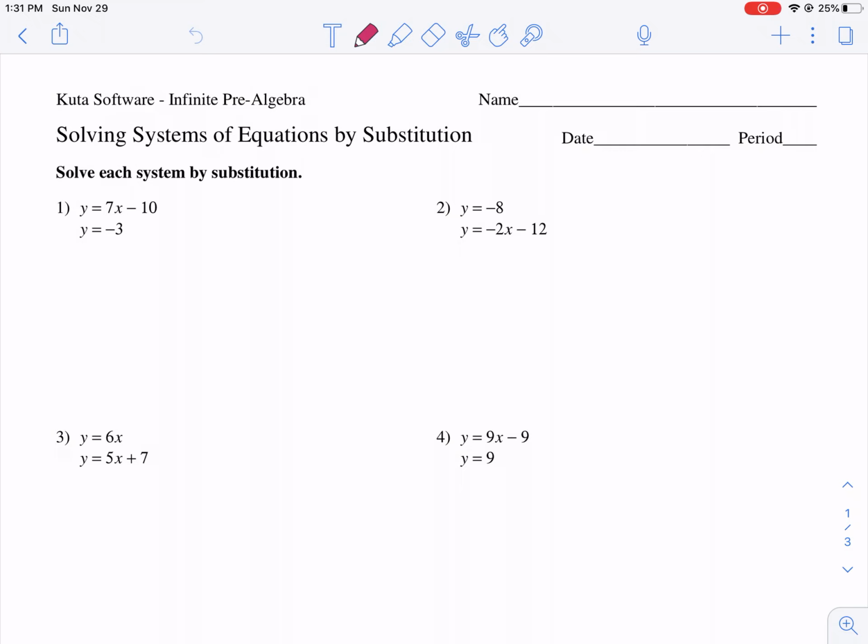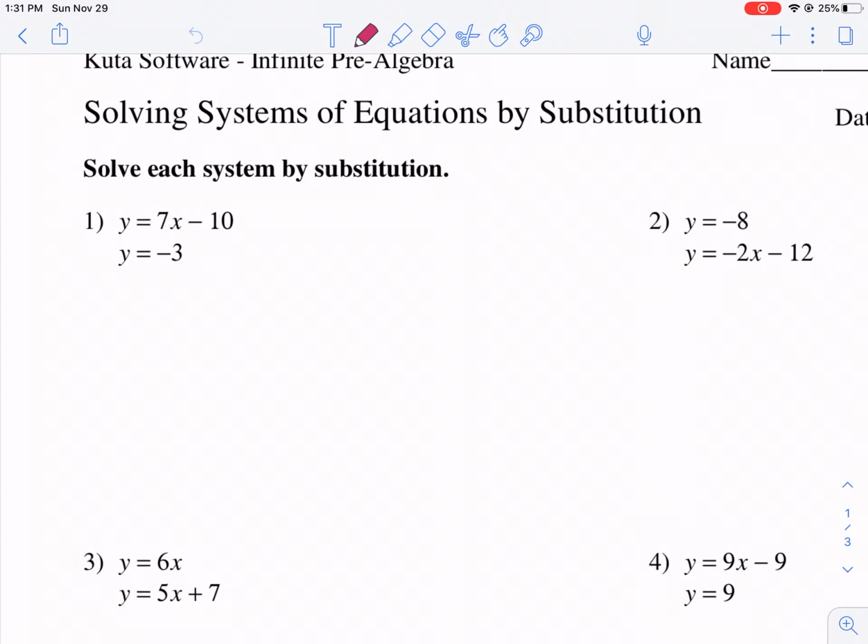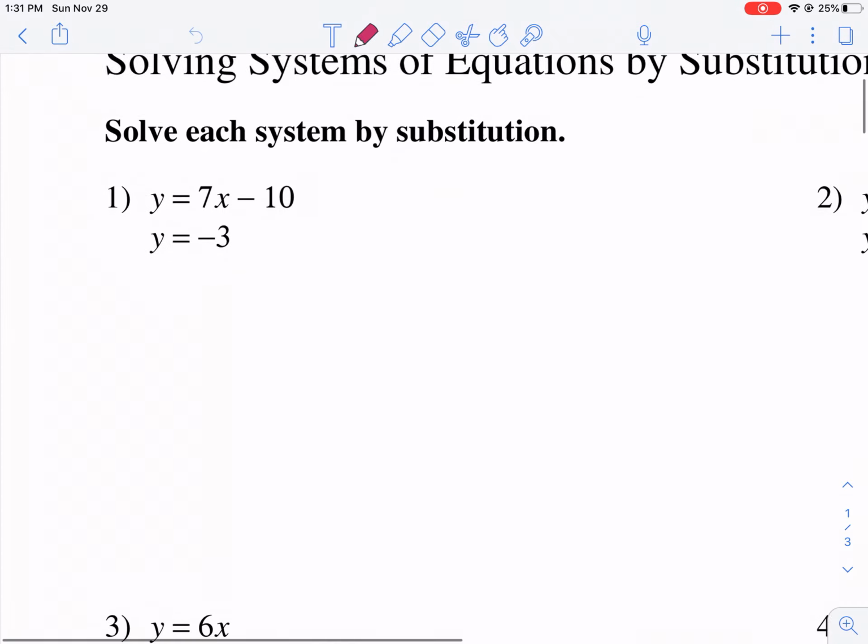We're doing solving systems of equations by substitution. This is going to be the basic version. Now, there's another video I have where I talk about solving equations by substitution that's a little bit more advanced. This one's kind of a step back for those that are struggling with this concept, and I'm going to try to break it down into the easiest possible solution that you can watch. Okay, so I hope you enjoy.